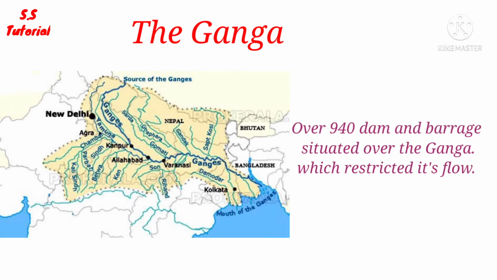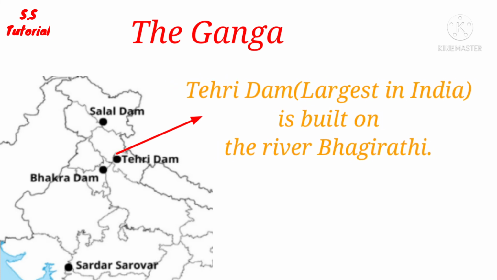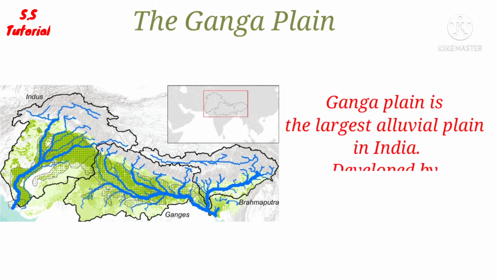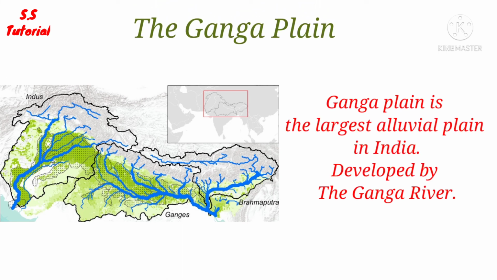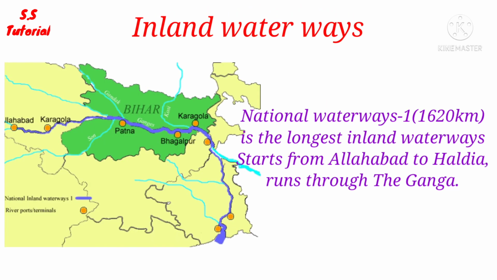There are over 940 dams and barrages built on the Ganga which are restricting its flow. India's largest dam, Tehri Dam, is situated across the river Bhagirathi in Uttarakhand state. The Ganga has developed the largest alluvial plain in India, which is very fertile for agriculture. There are also the longest inland waterways. National Waterway 1 runs from Allahabad to Haldia with a distance of 1620 km, through the Ganga River system.